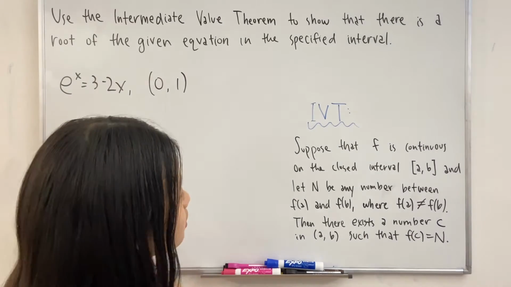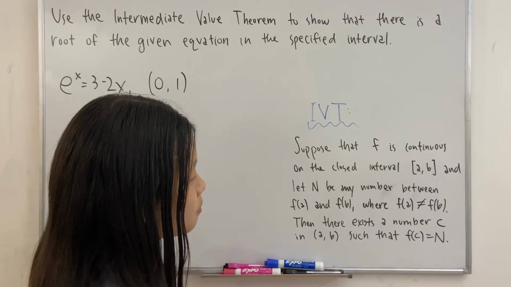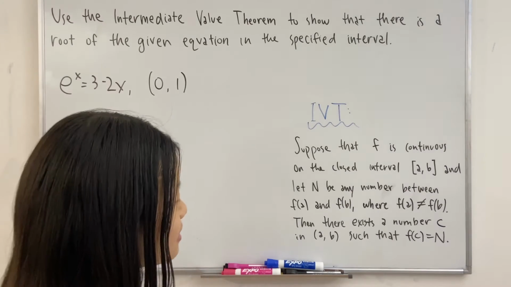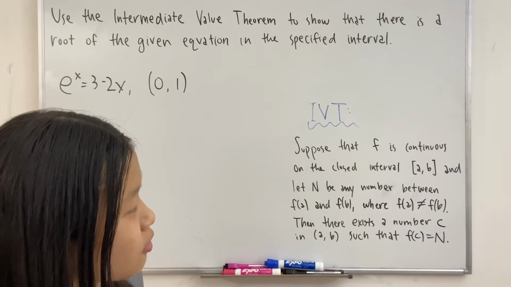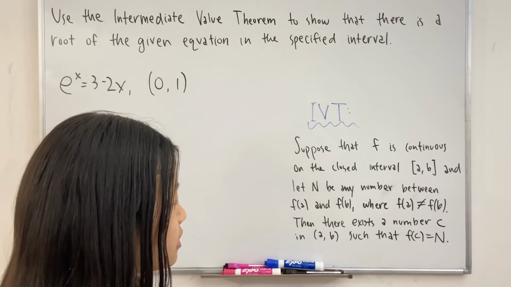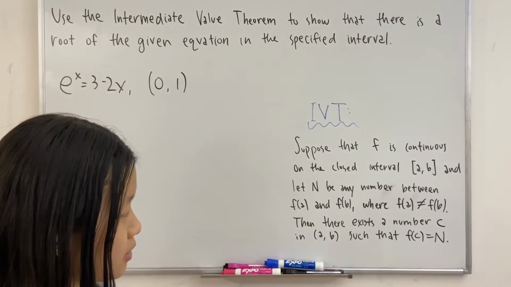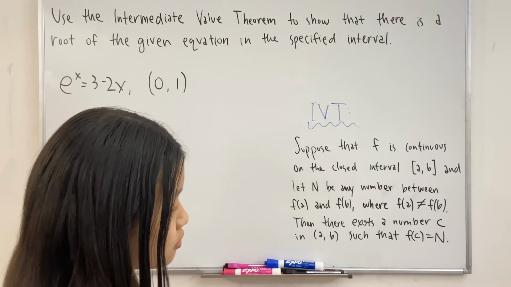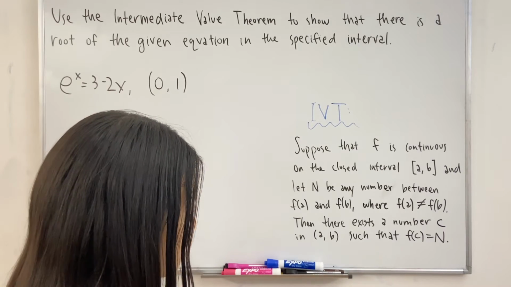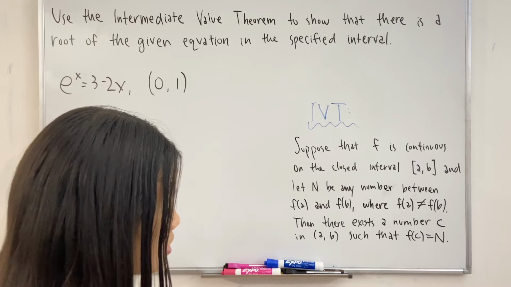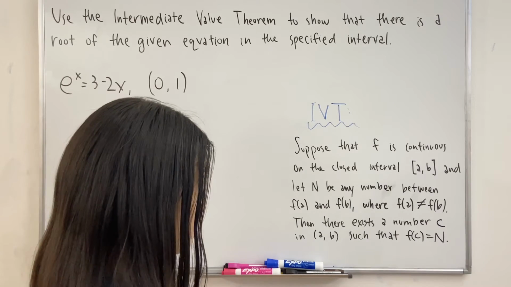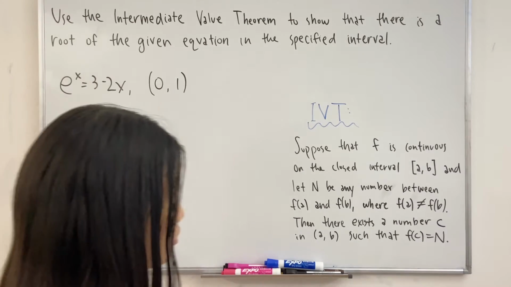So the intermediate value theorem says that suppose that f is continuous on the closed interval a to b, and let n be any number between f(a) and f(b), where f(a) is not equal to f(b). Then there exists a number c in (a, b) such that f(c) is equal to n.